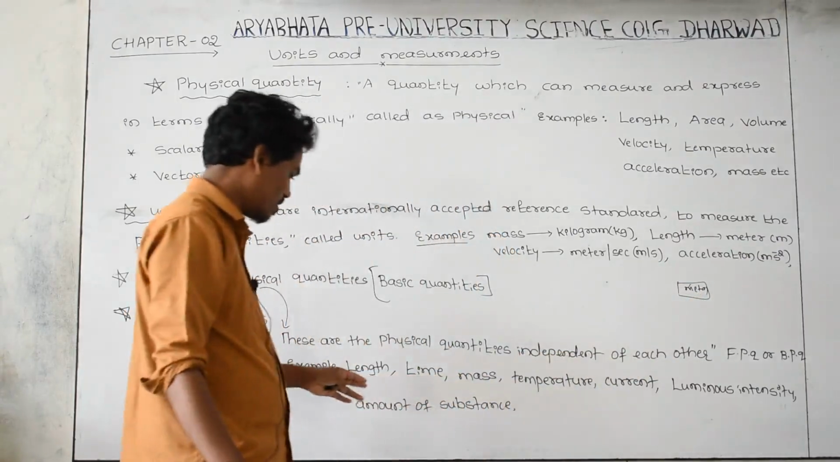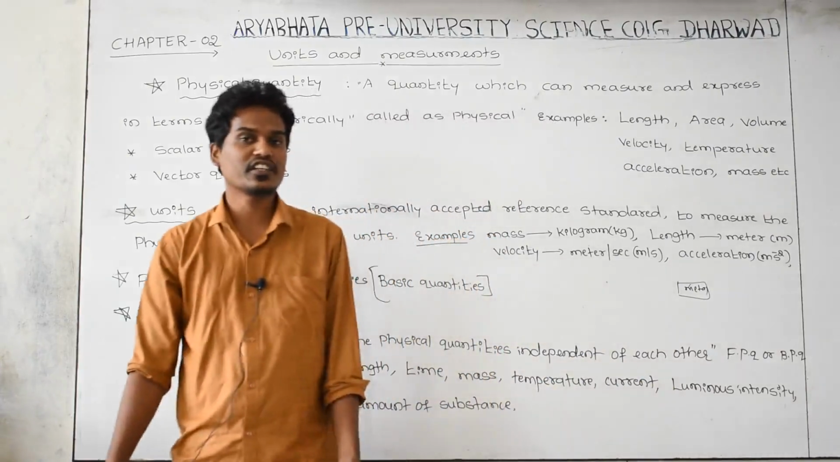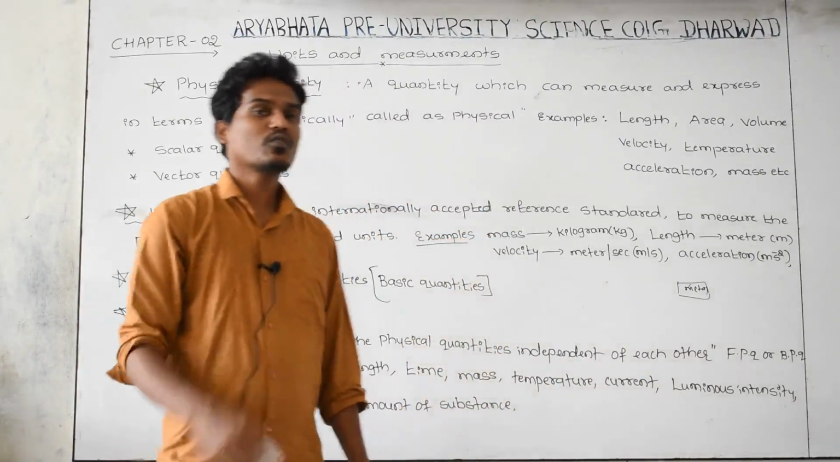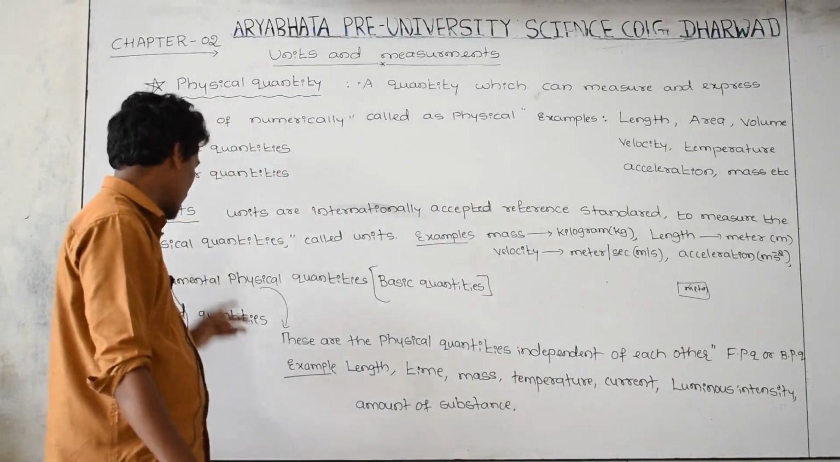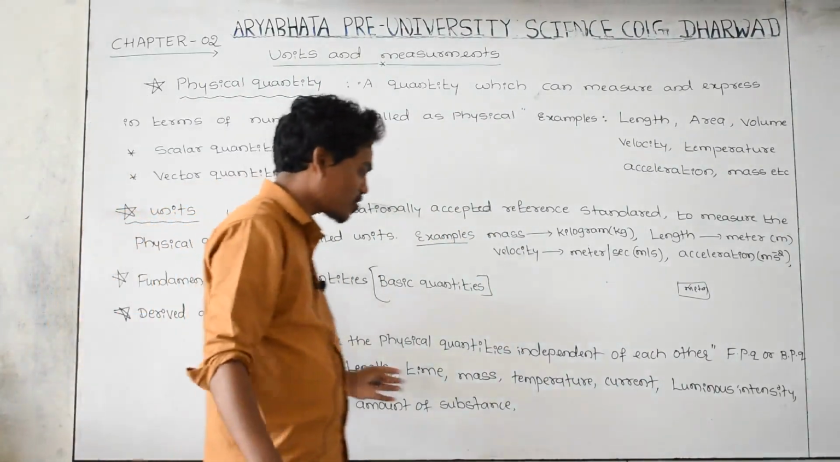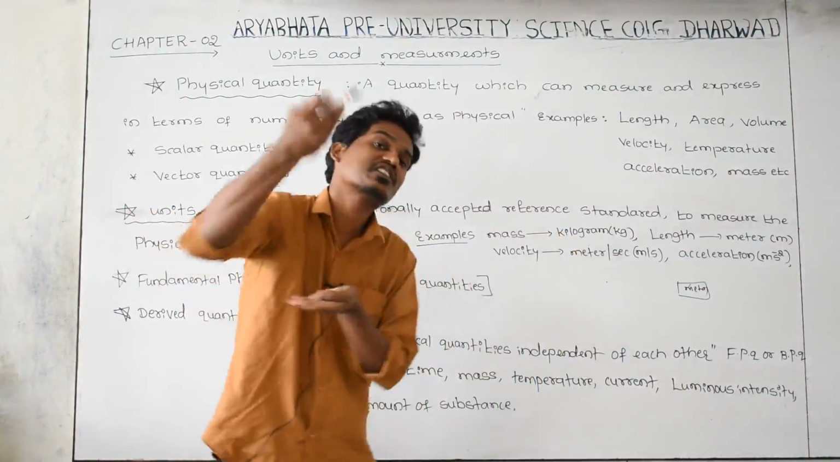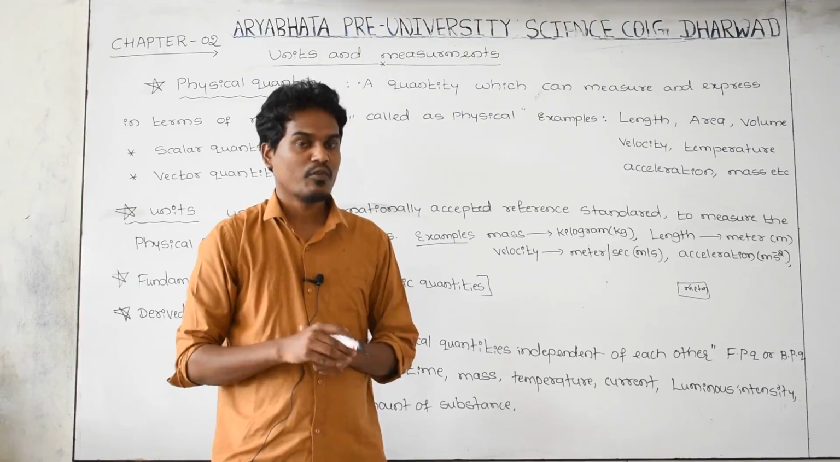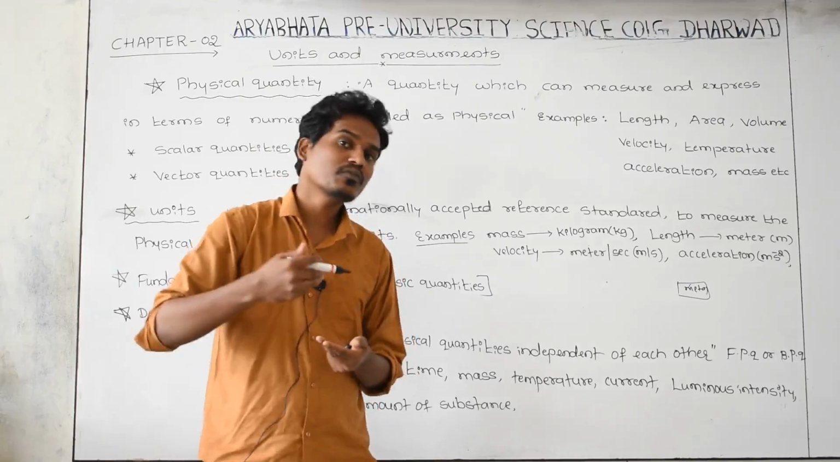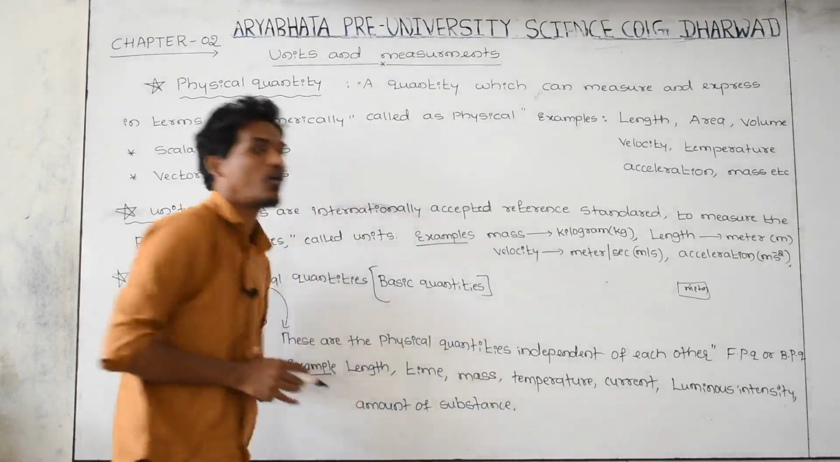These are all 1, 2, 3, 4, 5, 6, 7. These 7 quantities we are going to call basic quantities or fundamental physical quantities. Means these quantities are not depending upon some other quantity. We are not taking the help of other quantities to express these quantities.